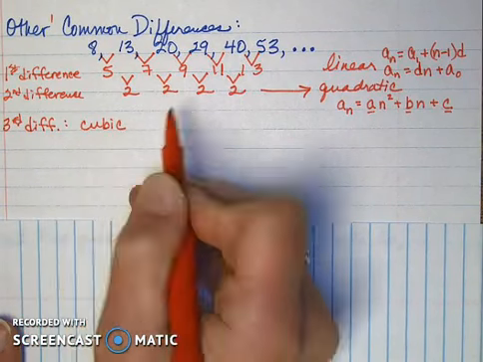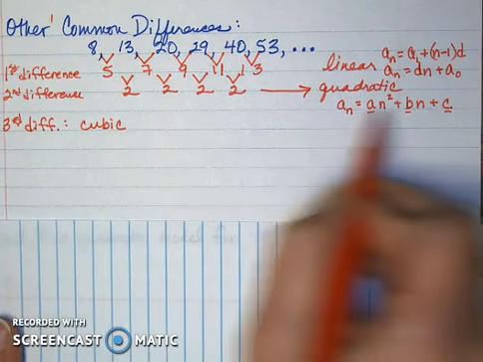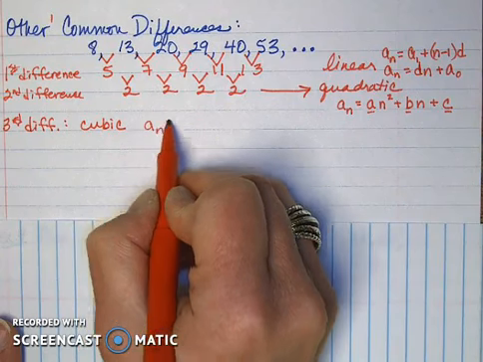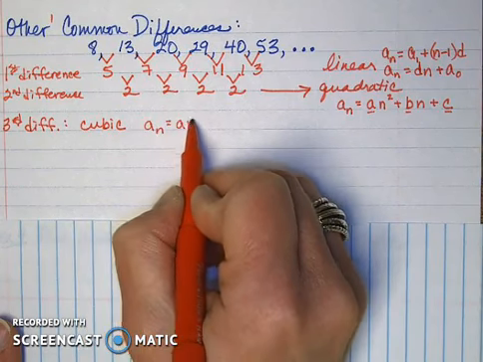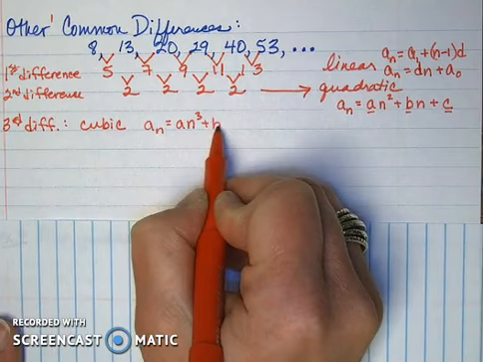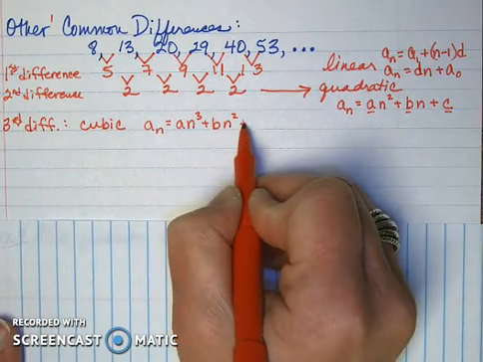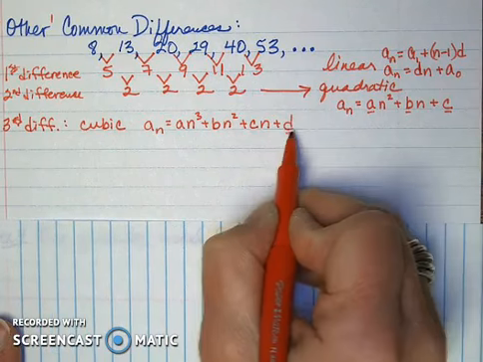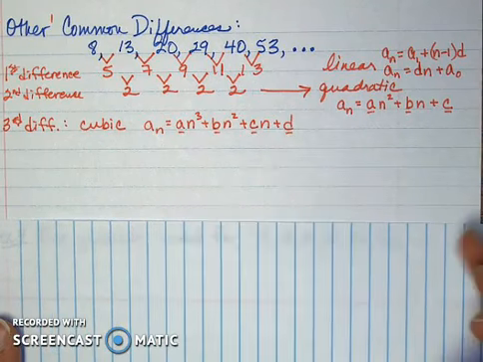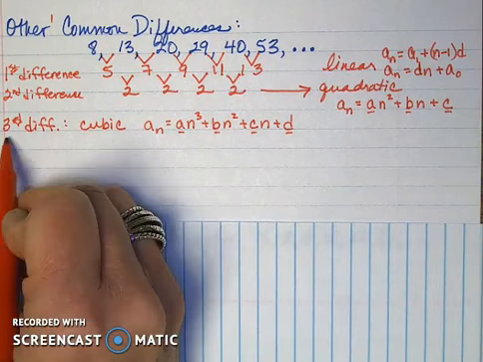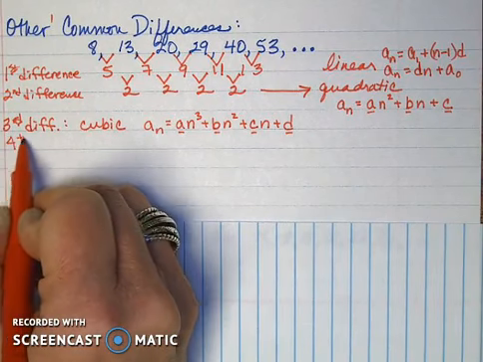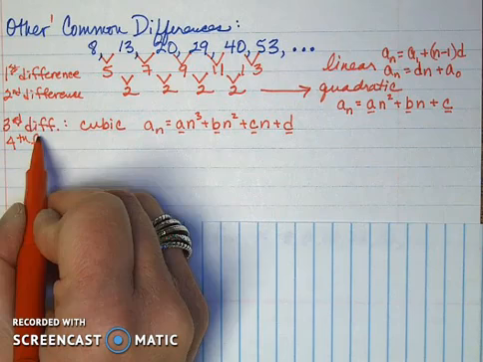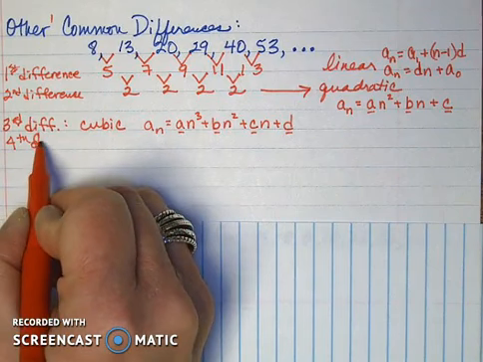And its equation is very similar to this. The nth term would be an^3 plus bn^2 plus cn plus d. So here you would need to find those four values. Now if I have the fourth difference, oops, I got my D's and my F's mixed up.